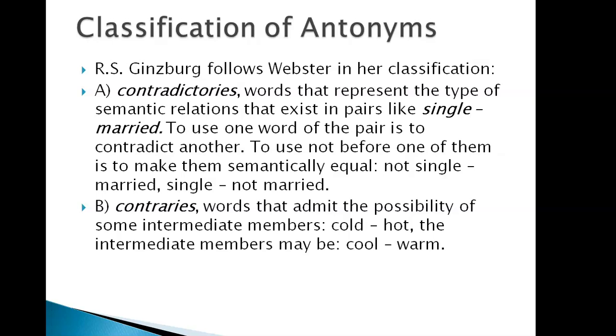Ginsburg follows Webster in the classification. Absolute antonyms are the contradictories and the contraries. Contradictory words represent the type of semantic relations that exist in pairs like single and married. To use one word of the pair is to contradict the other. To use not before one of them is to make them seem semantically equal: not single, married; single, not married. Contraries are words that admit the possibility of some intermediate members. Hot and cold are contraries.